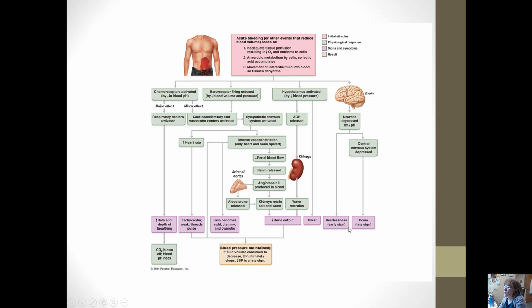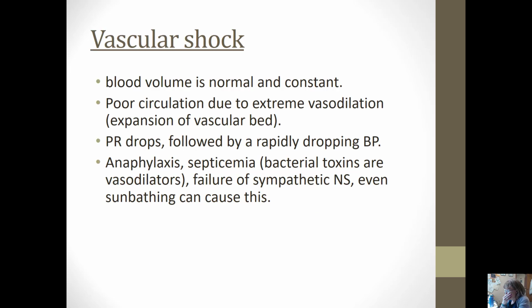And so here is all of that. And you can pause that to take a look at that or look at it in the PowerPoint that I've given you. All right, in vascular shock, we are not losing any blood volume. The blood volume is normal and constant, but we just are not circulating it where it should go. Typically because we have vasodilation everywhere in our body, and so we just don't have enough, 5.25 liters is not enough blood to get to everywhere in our body. And when we try to send it to everywhere in our body, then our blood pressure is going to rapidly drop.